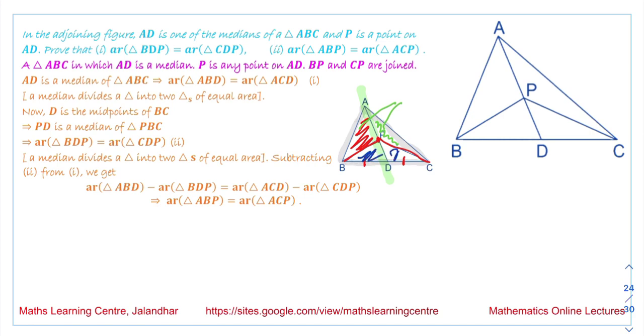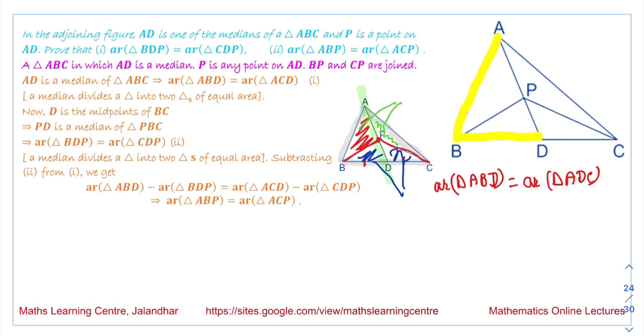Next we have this triangle and this triangle, and we have to prove that the area of these two triangles are equal. So the result that we already know is that the median of the triangle divides the triangle into two parts that have equal area. So if we talk about the triangles ABD and ADC, they will have equal area. The area of triangle ABD will be equal to the area of triangle ADC. Both these triangles have equal areas.